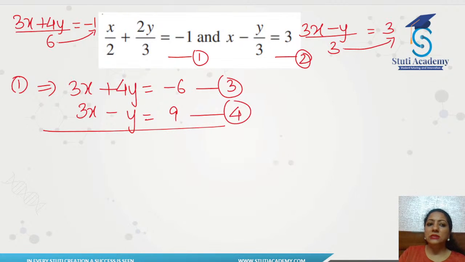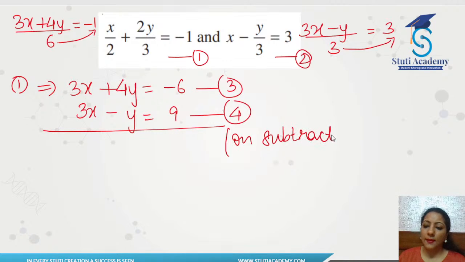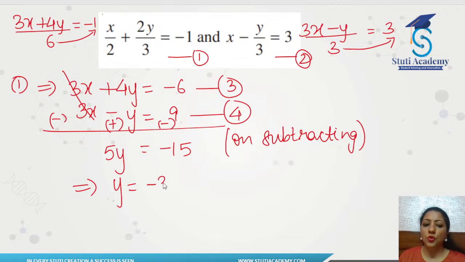Now, clearly, it's very easy to eliminate the x term because we already have 3x here and 3x here. The coefficients are already the same, so that saves our effort. Here the signs are the same. We need to have different signs, so we will be subtracting. So, let's write here on subtracting. We'll write minus here and then plus here and then minus here. This will disappear. We'll get 4y plus y, that is 5y, equal to minus 6 minus 9, that is minus 15. This will give us y equal to minus 3.